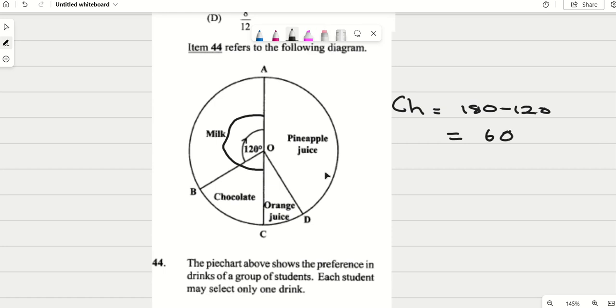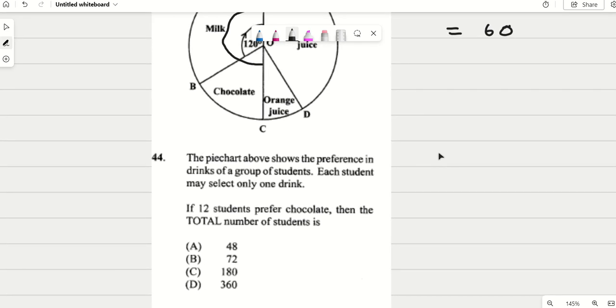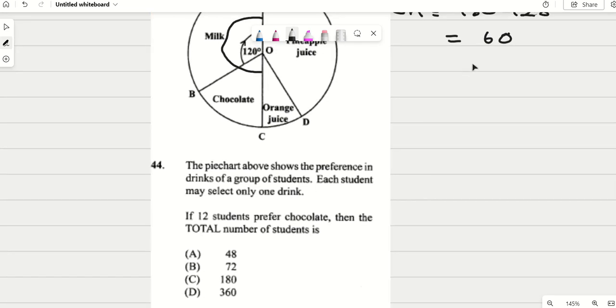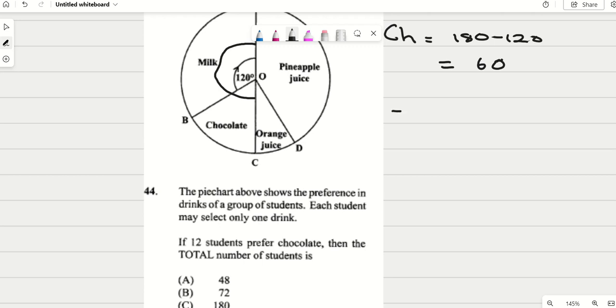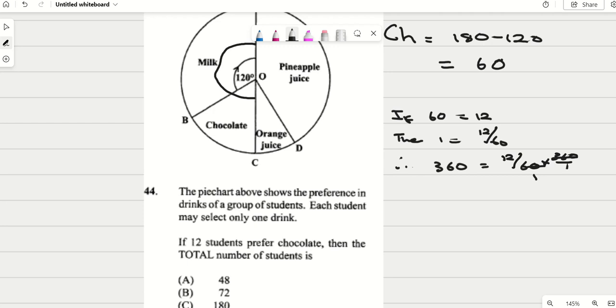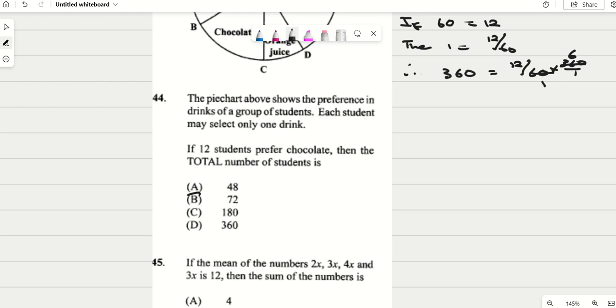Right? Now, they tell you that 60 degrees is equal to 12. They want to know what is the total. The total is 360. So if 60 degrees is equal to 12, then 1 degree would be 12 divided by 60. Therefore, 360 is equal to 12 over 60 multiplied by 360 over 1. 6 12s are 72, so your answer is B.